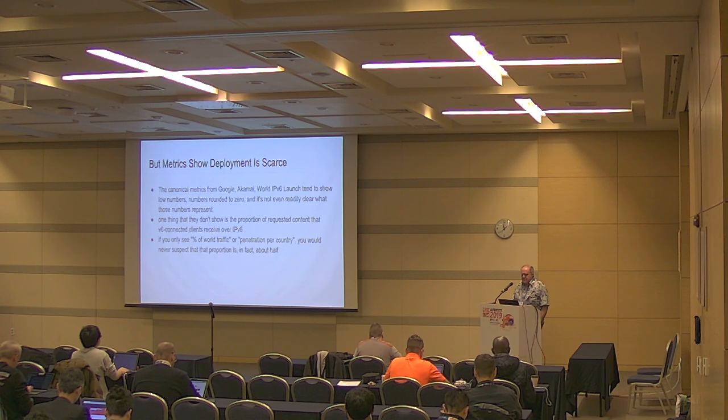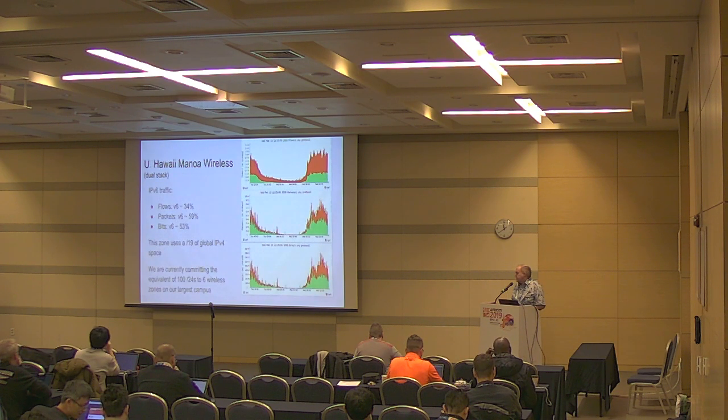One thing that they don't show is the proportion of requested content that V6 clients receive over IPv6. And if you only see the percent of world traffic and the penetration per country, you would never suspect that that proportion is right about half.